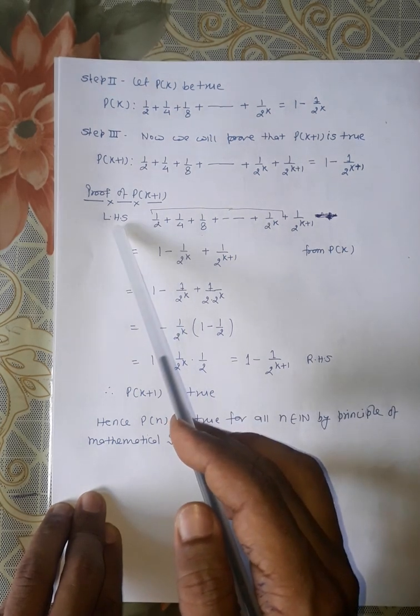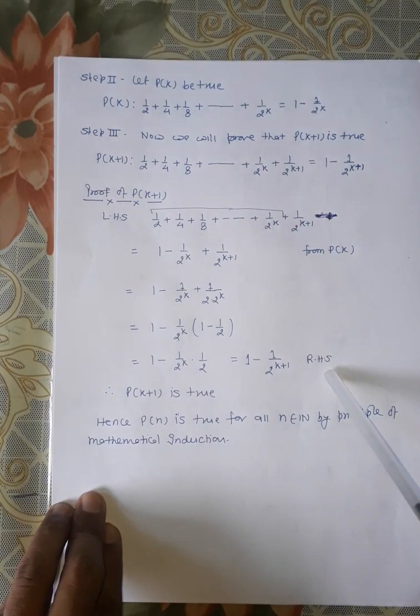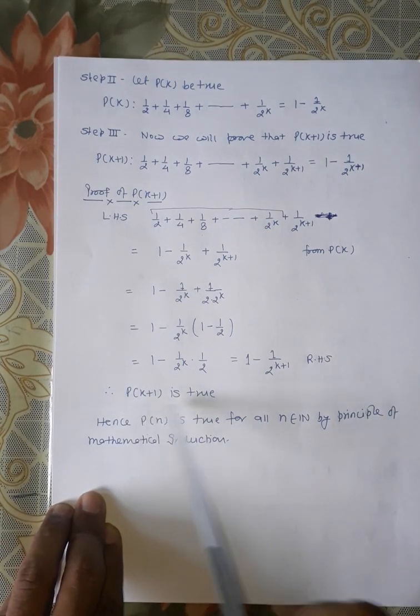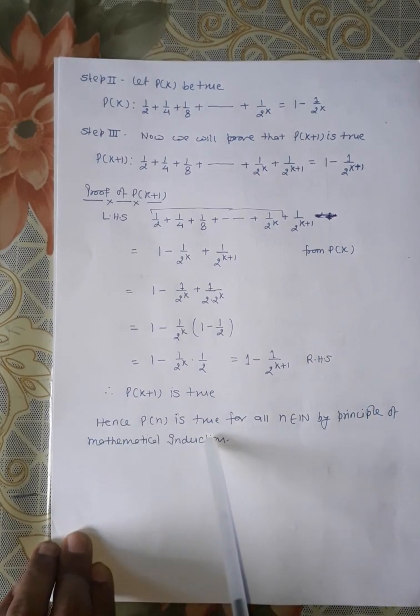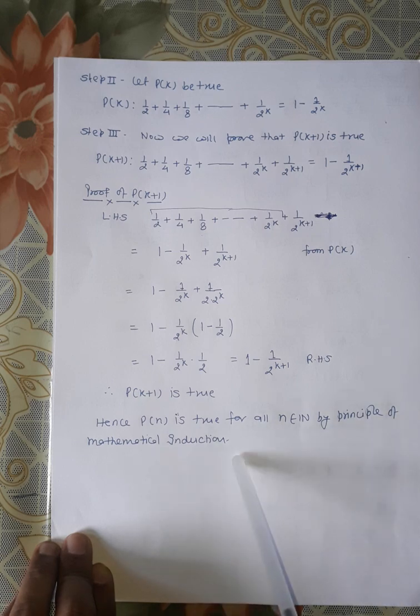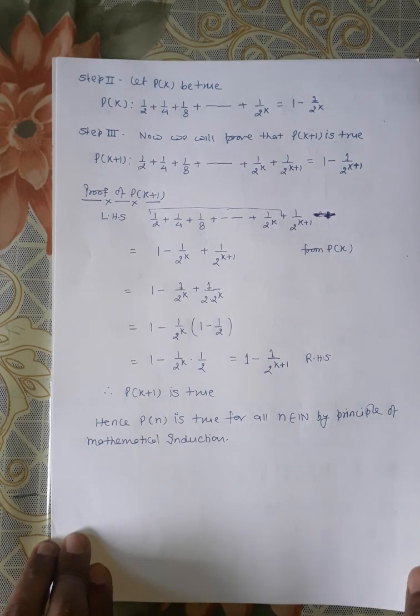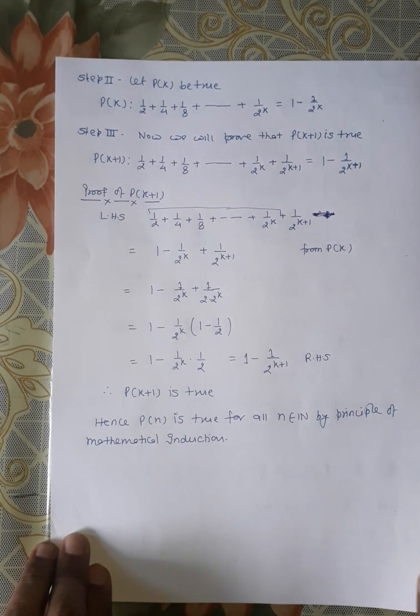So we started with LHS and we got RHS. This proves Pk plus 1. It means Pk plus 1 is true. And finally we will write: hence Pn is true for all n belonging to the set of natural numbers by the principle of mathematical induction. So in this way, the first type of questions based on the principle of mathematical induction will be done.